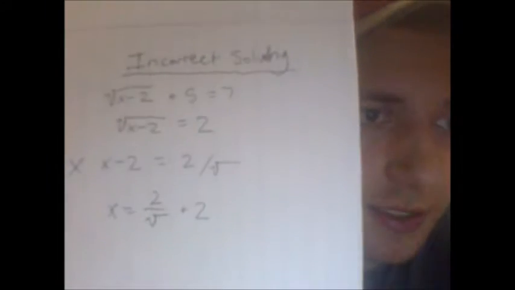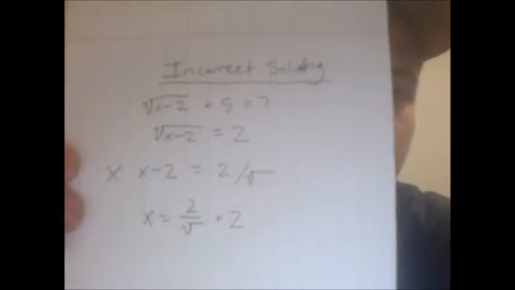Hey, I'm going to show you two different equations and how they were done incorrectly, and then I'm going to show you how to correctly solve them. The first equation would be the square root of x minus 2 plus 5 equals 7.